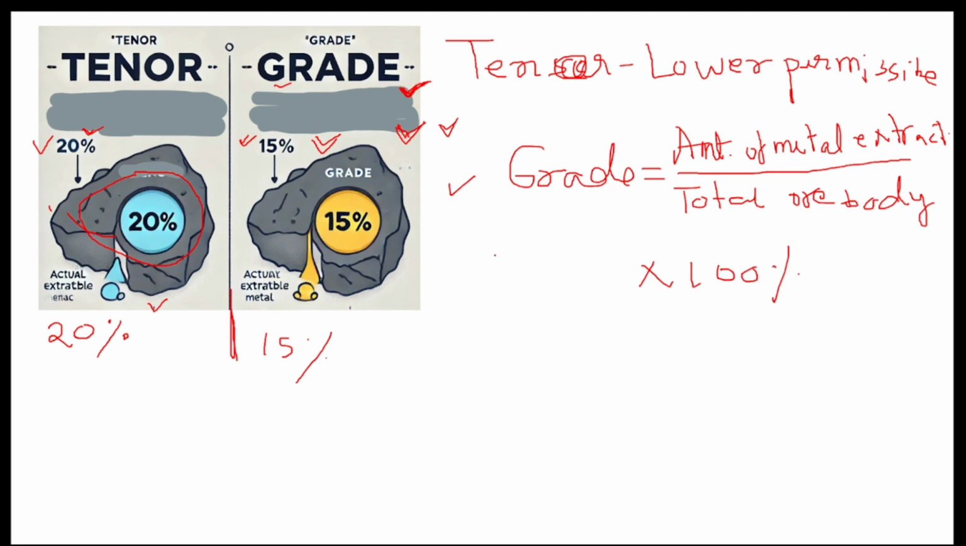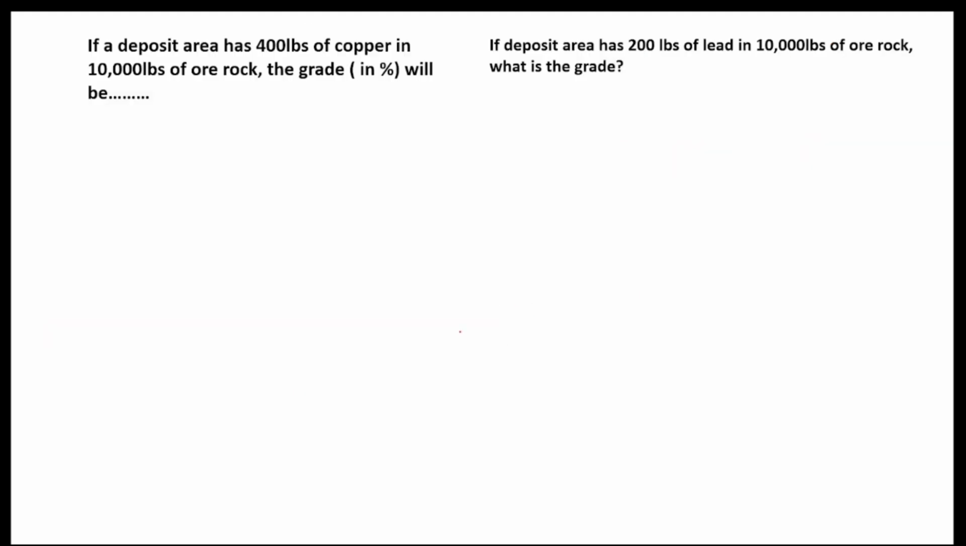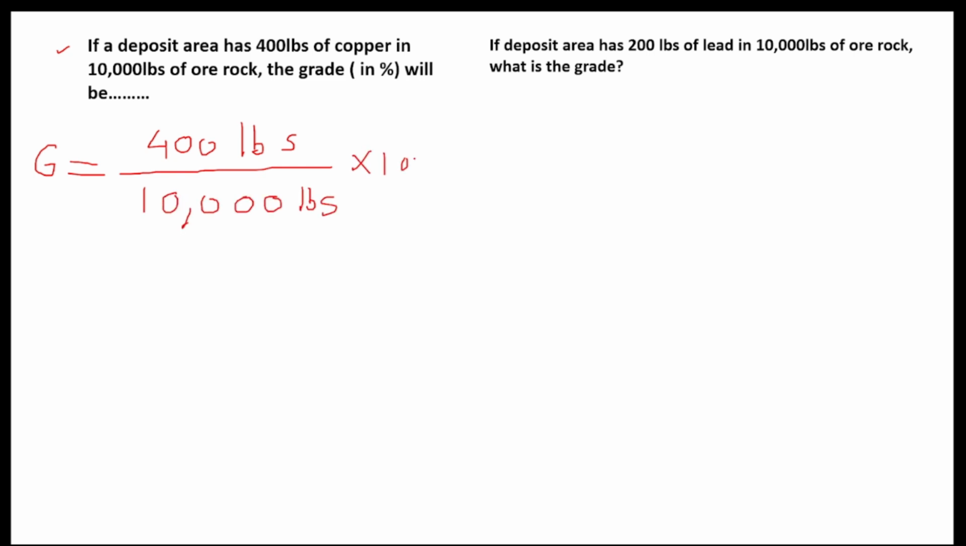So let's solve some questions based on the given information. Number 1. If a deposit has 400 pounds of copper in 1000 pounds of ore rock, the grade in percent will be: as you know, we have already discussed, the amount of metal extracted is 400 pounds of copper. Total ore rock is 1000 pounds. Because we want our answer in percentage, multiplied by 100. So how much will it be? 4%. Our grade is 4%.